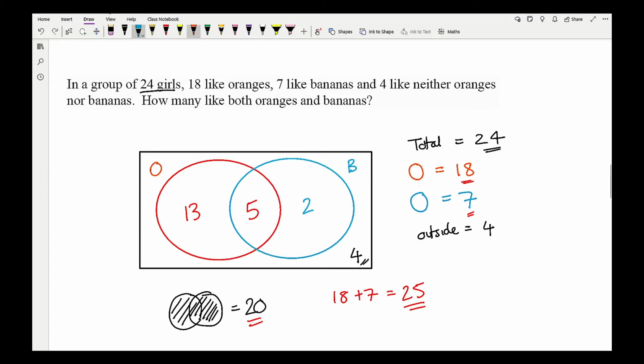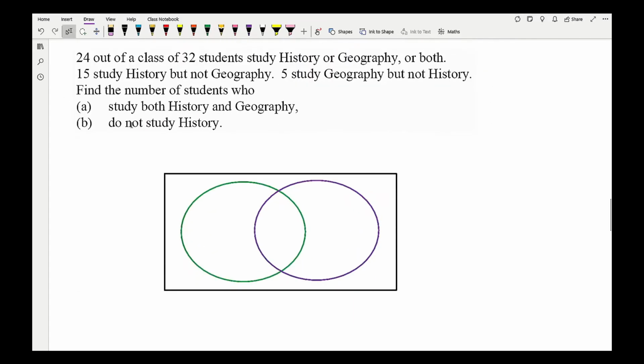Now the question's asking how many like both oranges and bananas, and what this question's asking for is this middle section. So here the answer again would be 5. Then moving on to another question.